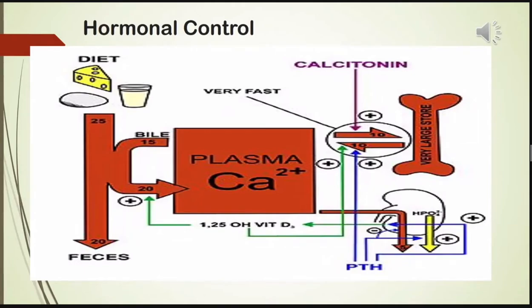This slide is just to show you the hormonal control of both your phosphate and your calcium. The hormones that are controlling them are calcitonin, parathyroid hormone, and of course, vitamin D. Now, discussion for this is not included in this lecture.